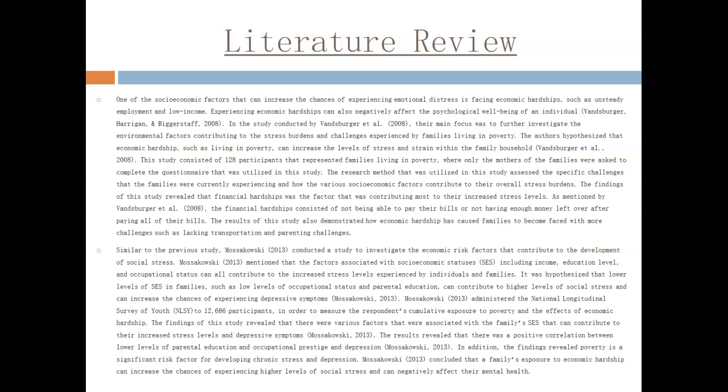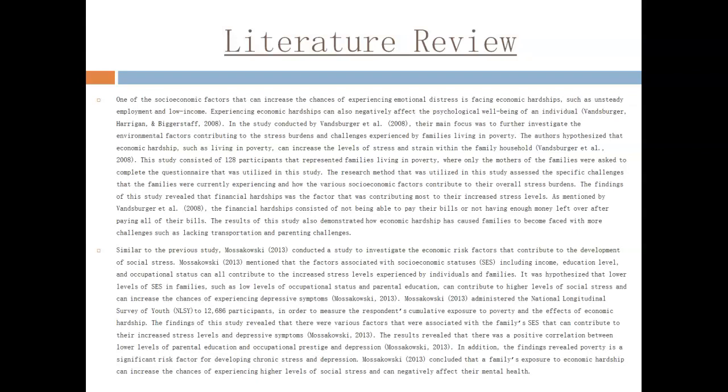Mostakowski administered the National Longitudinal Survey of Youth to 12,686 participants in order to measure the respondents' cumulative exposure to poverty and the effects of economic hardship. The findings of the study revealed that there were various factors associated with the family's SES that can contribute to their increased stress levels and depressive symptoms.